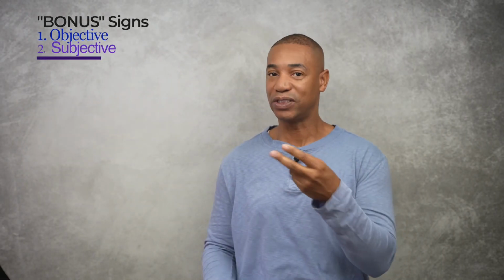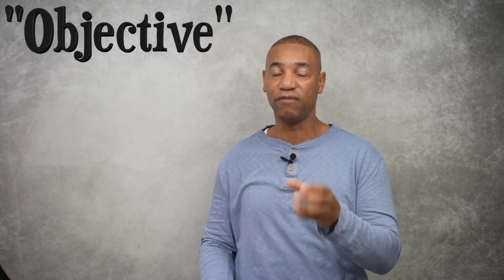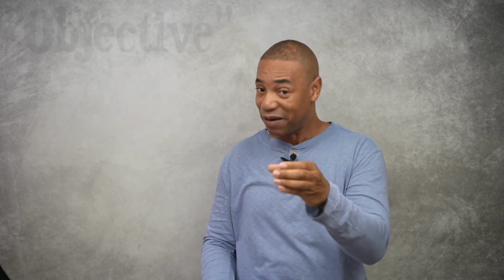Okay, I'm going to add two bonus signs, subjective and objective. Let me start with objective. To be objective about something is actually stepping out of the situation and trying to look at it clearly. So to sign objective, you simply take your non-dominant hand and form a C on the side, or you can actually do a 0, but I use a C.